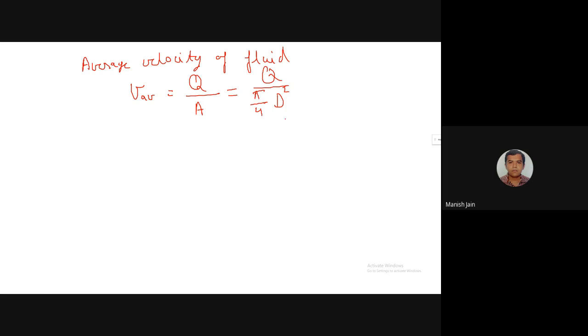It is circular. Tubes and pipelines are of circular shape only, so you have pi by 4 d square as the cross-sectional area. This is how you can convert the volumetric flow rate to the average velocity. Similarly, you can also calculate the volumetric flow rate if you know the average velocity. The third term which is used is the mass flow rate.